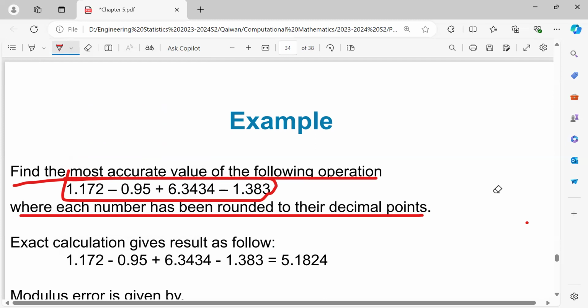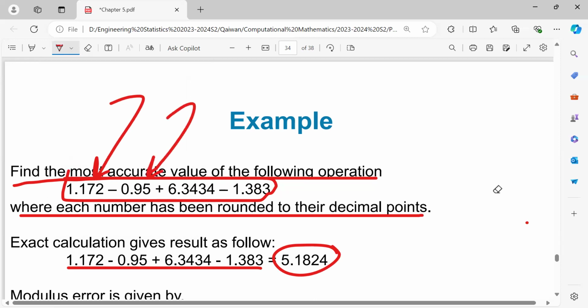First, we find the exact value, which is 1.172 minus 0.95 plus 6.3434 minus 1.383. And the result is this one. Here, this value is rounded to 3 decimal points. This one is rounded to 2 decimal points. This one is rounded to 4 decimal points. And this is rounded to 3 decimal points.